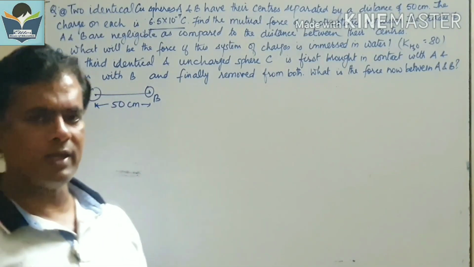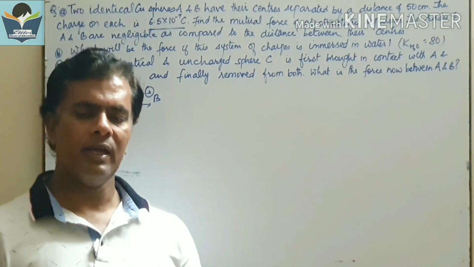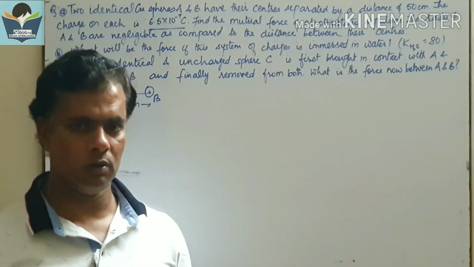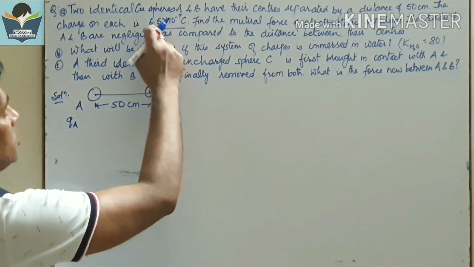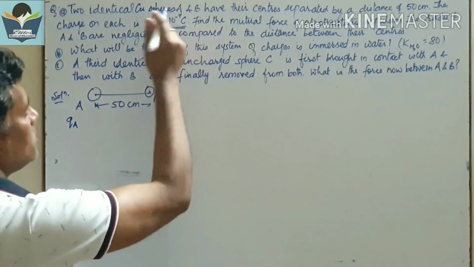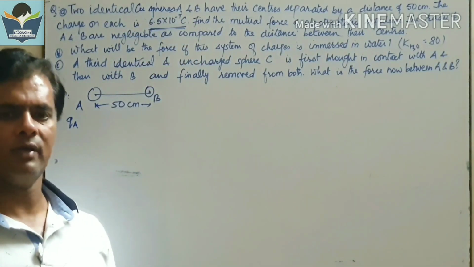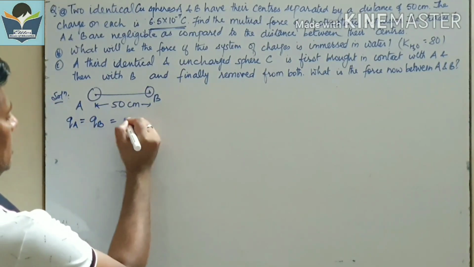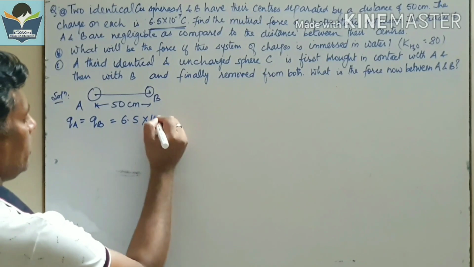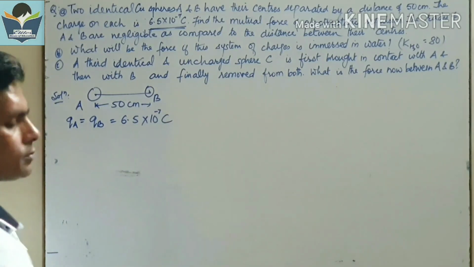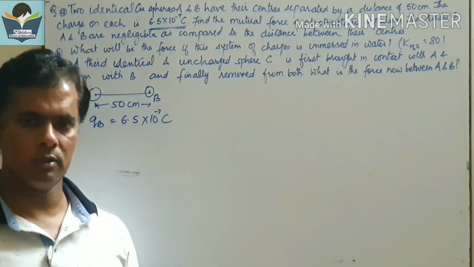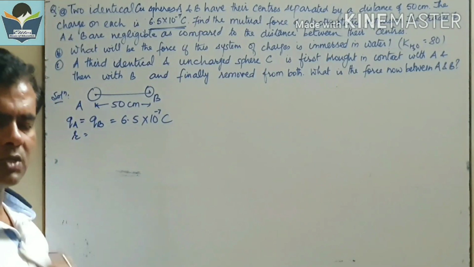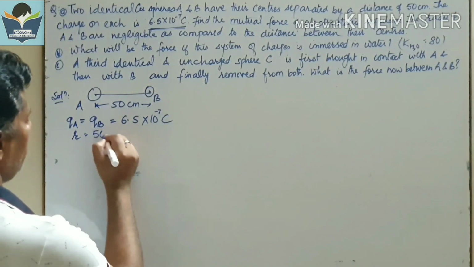Now, what more is given? First of all, always remember, you identify what is given in the question and note it down. Pen it down in your answer book. The charges on both the bodies are given as 6.5 into 10 to the power minus 7 coulomb. So charge on A is equal to charge on B, and that is 6.5 into 10 to the power minus 7 coulomb. Secondly, we are given the distance between them, that is 50 centimeter.